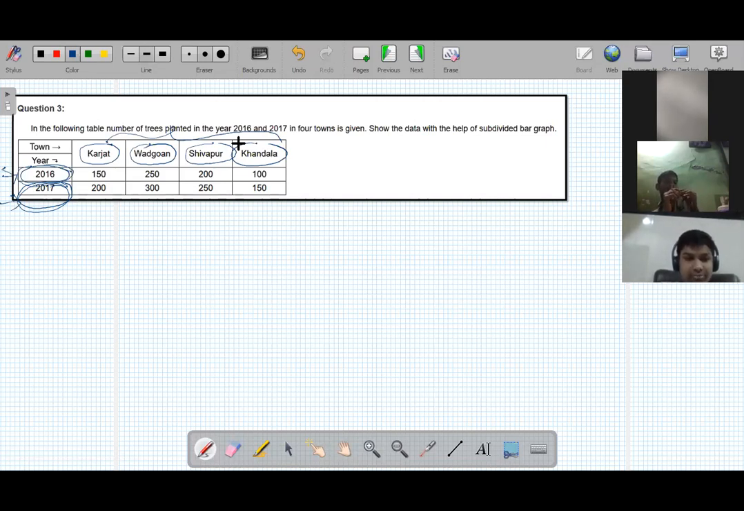Okay, look at it as row and column wise. So if you see, these are rows and these are columns. So these columns will come in your bar. Okay, you will have to subdivide your bar into these cities: number of trees in Karjat, number of trees in Vadgaon in 2016, and so on.